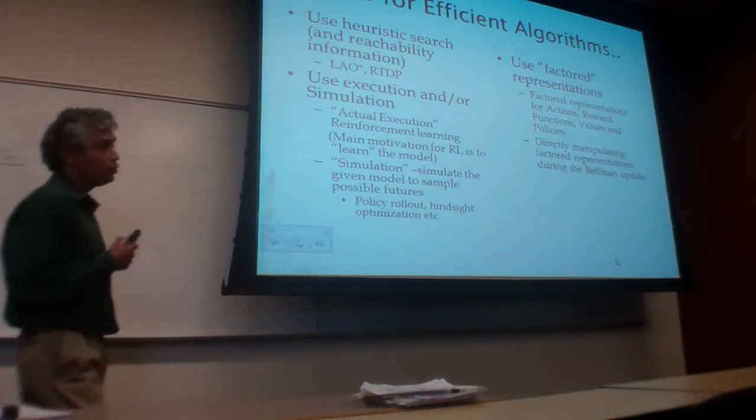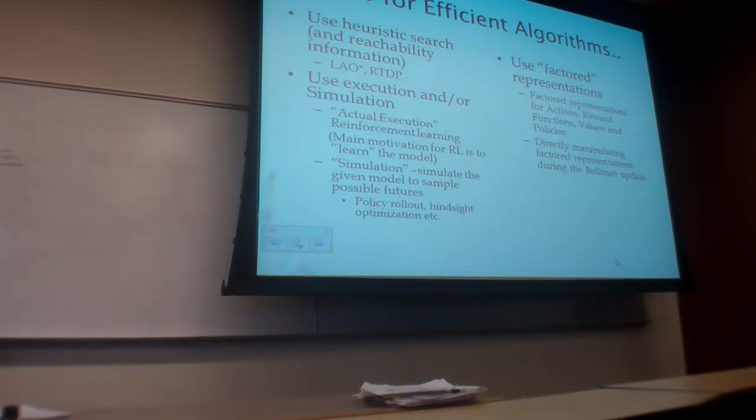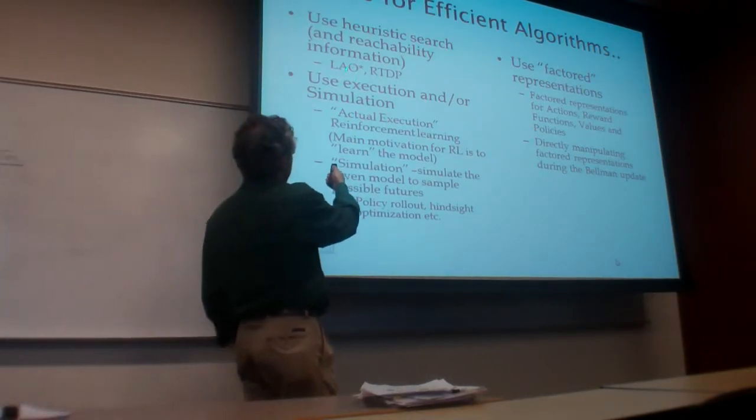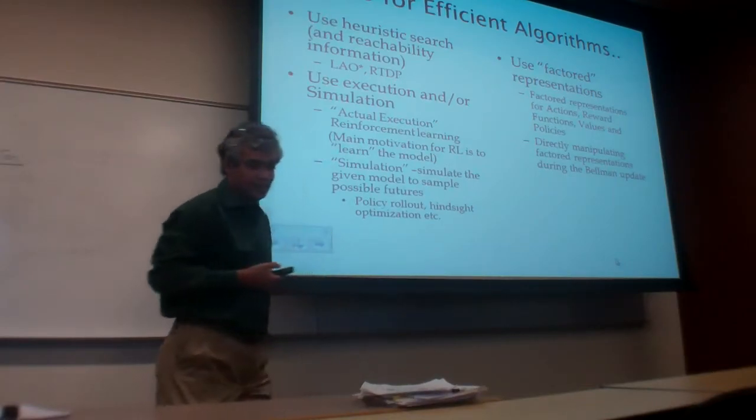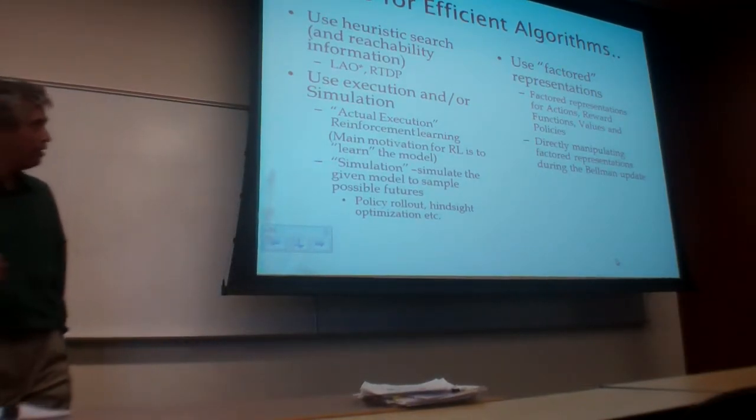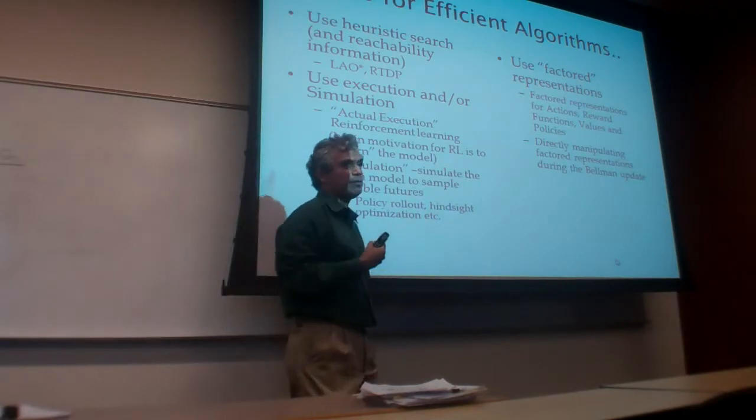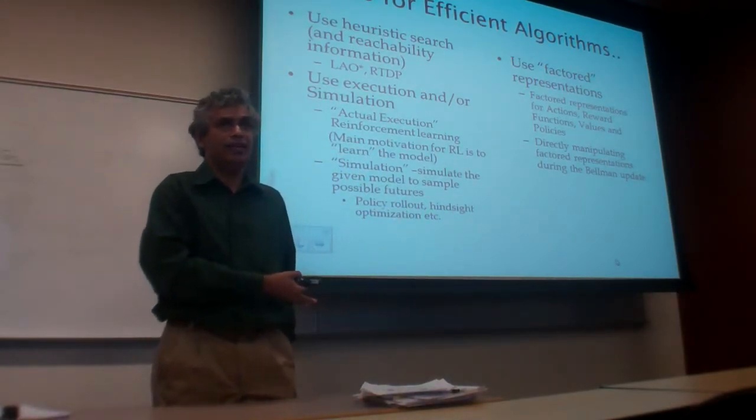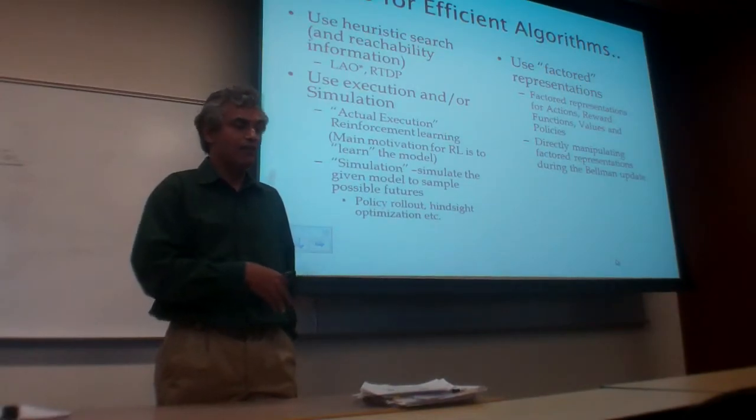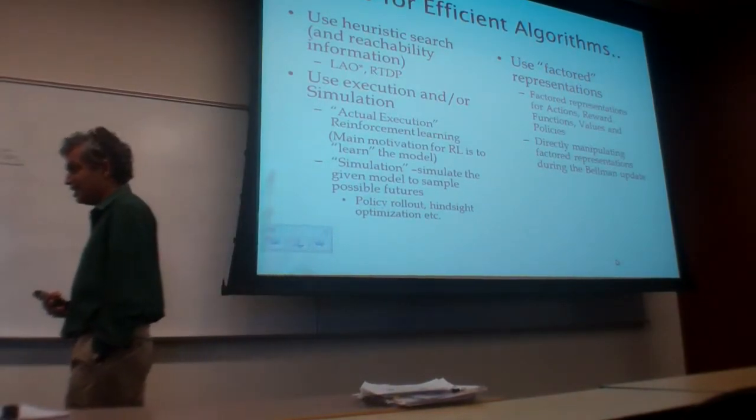So one idea for improving efficiency is to use the fact that you're starting from the initial state and then do heuristic search ideas. And there are at least two very nice algorithms for it. One is called LAO star and one is called RTDP. We will look at RTDP, real-time dynamic programming, because I actually mentioned it partly last class, and we'll look at it in more detail.